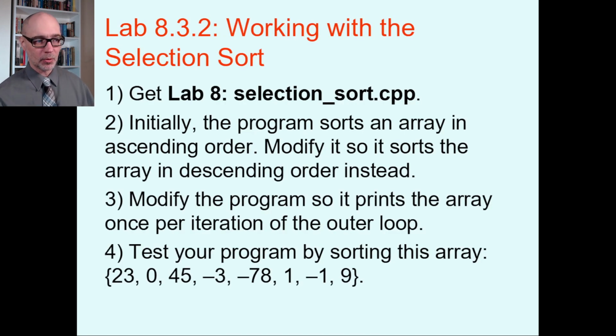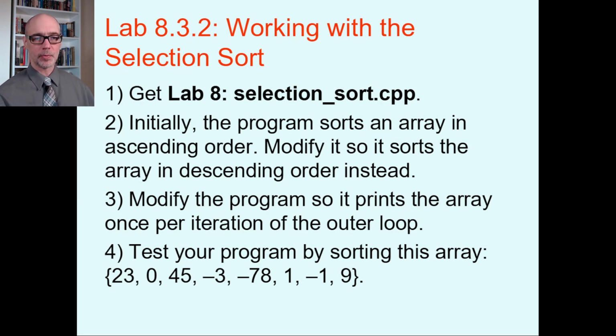And the next lab, when my students and I are in person, will be the selection sort lab. Very similar to what we did with bubble sort, actually. We get a code file that has a complete working program. The program initially sorts an array in ascending order. Job number 1 is to modify it so it sorts the array in descending order. That's pretty simple. And then we're going to modify the program again so that it prints the array once per iteration of the outer loop.